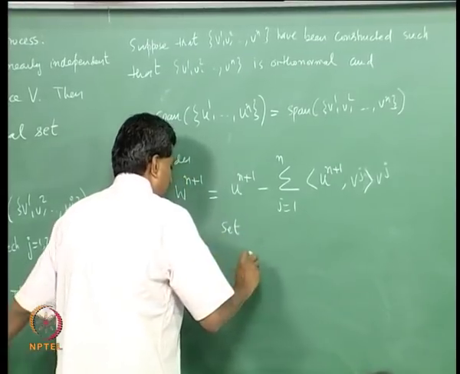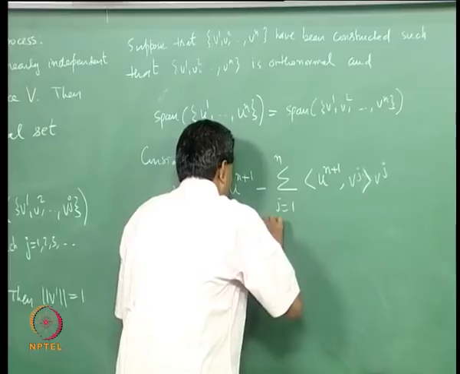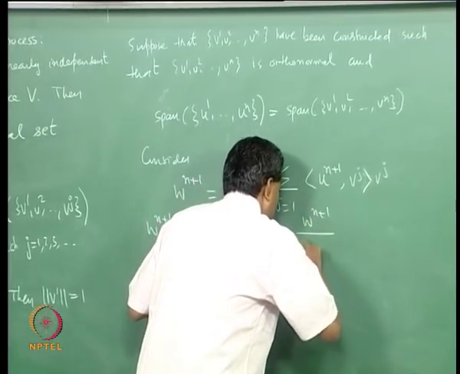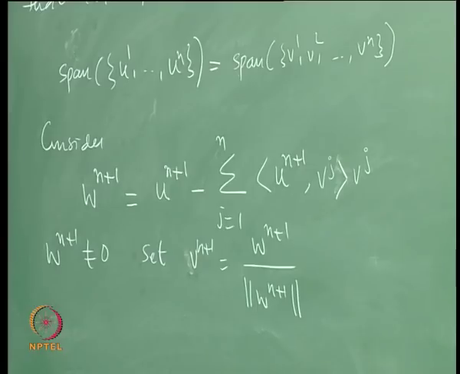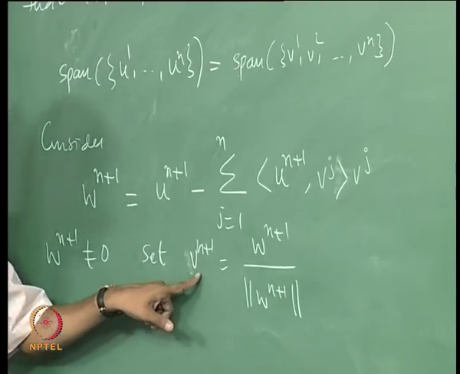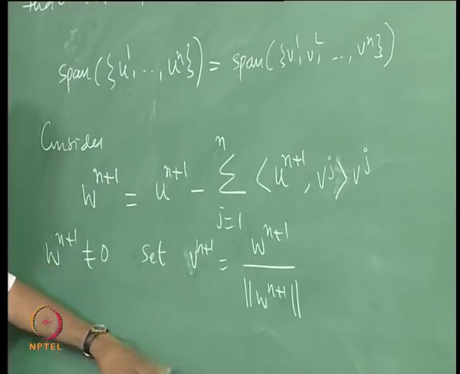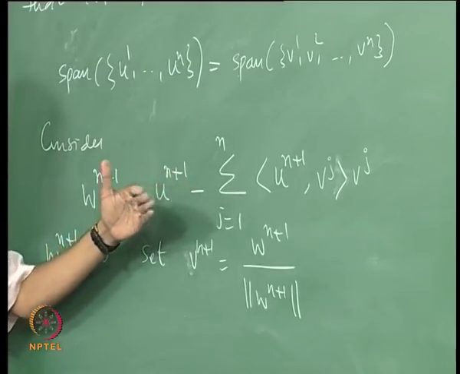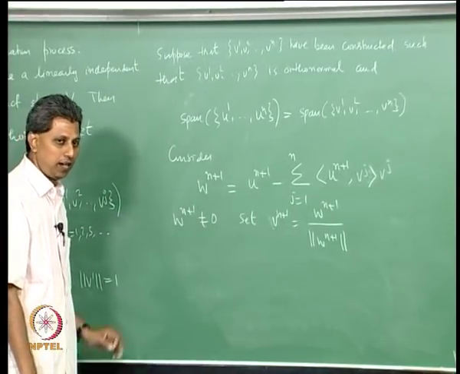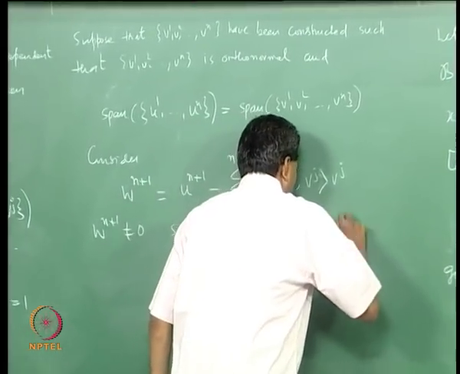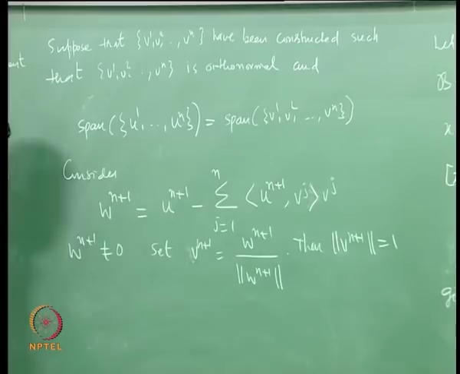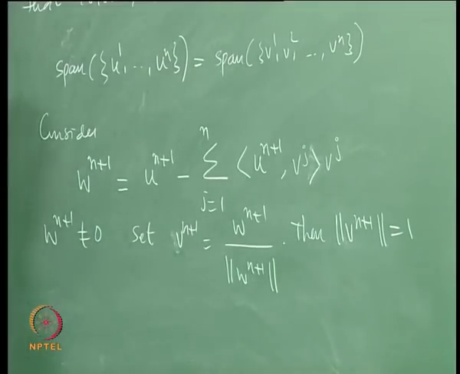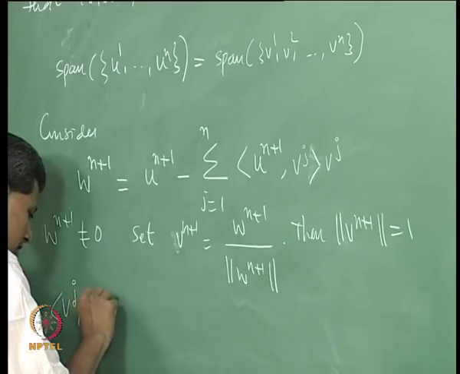So I will do something that is similar to the first step. Call vn plus 1 as wn plus 1 by norm wn plus 1. This is well defined because the denominator is not 0. The claim is that this vn plus 1 obviously has norm 1, but the claim is this is orthogonal to the vectors v1, v2, etc., vn. Okay, then we are through almost. For one thing, norm vn plus 1 is 1. How was vn plus 1 orthogonal to the previous n vectors? That follows from this formula. Simply look at vj comma vn plus 1.